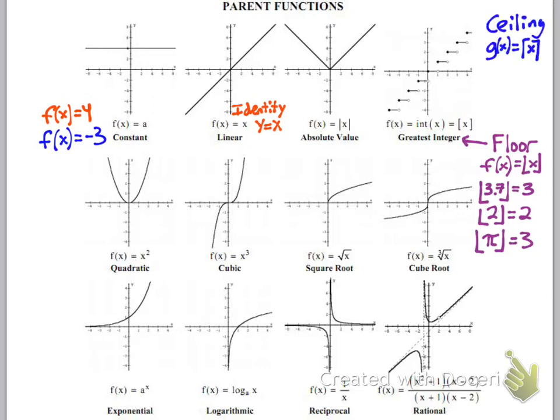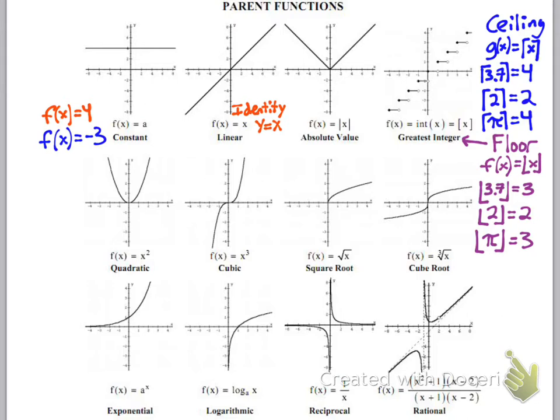The ceiling function is the opposite of that. It looks like that. For example, the ceiling of 3.7 is 4, the ceiling of 2 is 2, and the ceiling of pi is also 4. So what's happening here? You're basically rounding up to the next nearest integer. If you're already an integer, for example at 2, then the ceiling of 2 is 2. You don't round up any more than that.